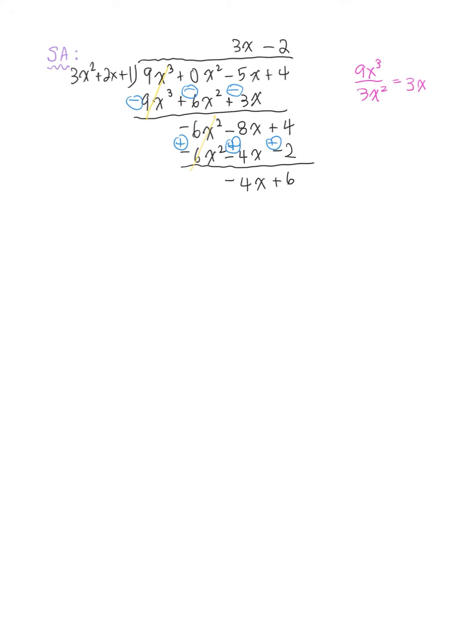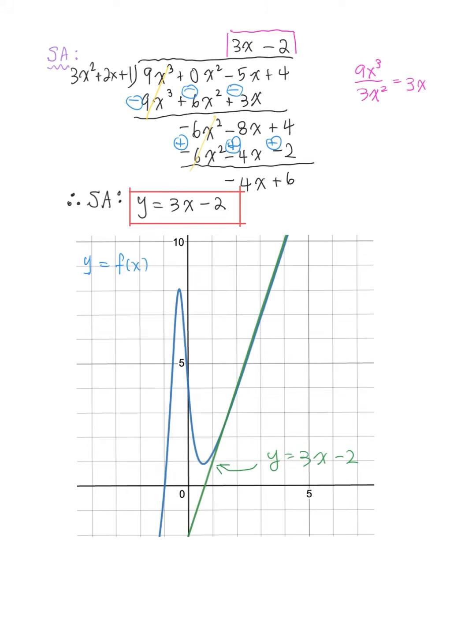However, all we care about is the quotient, which is 3x minus 2. But don't forget to write the equation. You're going to have to write it as y equals 3x minus 2, by the way. So therefore we do have a slant asymptote, and the equation of that is y equals 3x minus 2. So here is the graph of y equals f of x, which is the blue curve. And then this green straight line is the slant asymptote, which we just computed, which is y equals 3x minus 2.